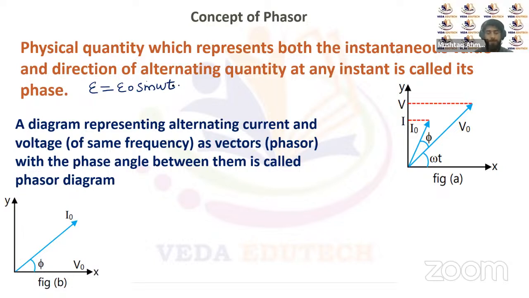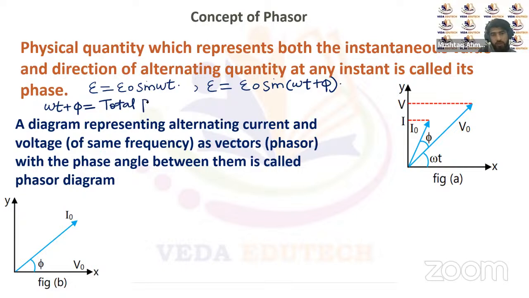Now the concept is this: we can more generally write it as E naught sine of omega t plus phi as well. We are adding a constant to this omega t term, and this phi is what we call the initial phase. And this complete omega t plus phi, we call the total phase.